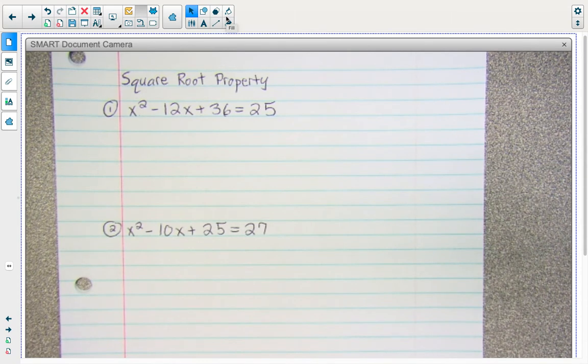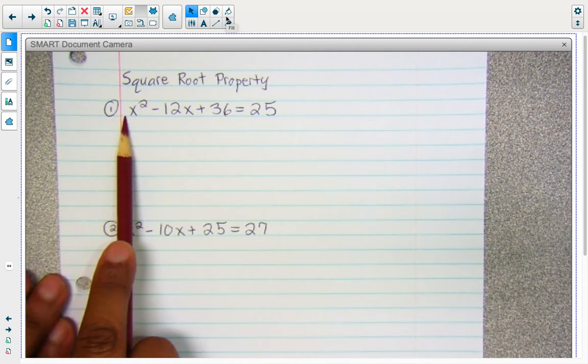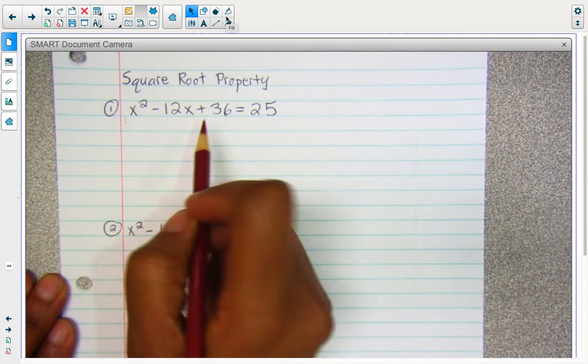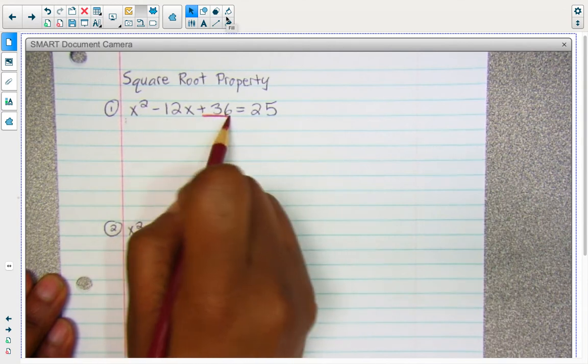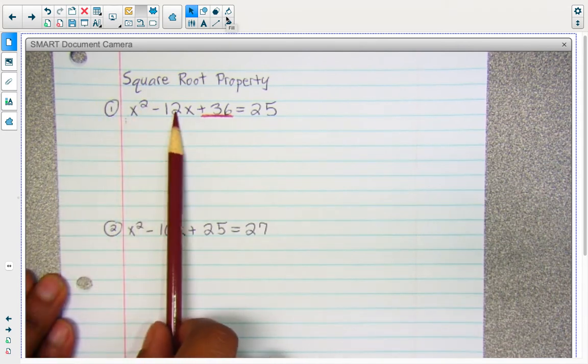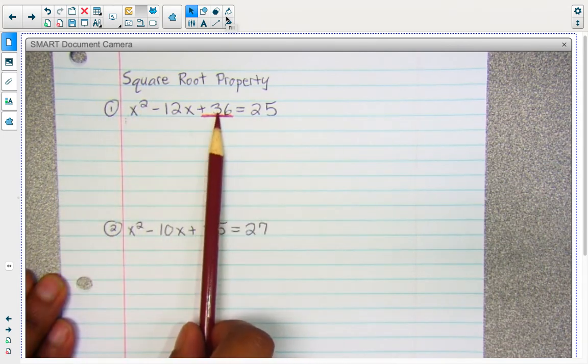The first one, we want to solve this using the square root property. So my first problem is x squared minus 12x plus 36 equals 25. Now, if you remember, this is a quadratic. A is 1, B is negative 12, C is 36. So this number here needs to be a perfect square number. It doesn't matter what this is, or what this is, but this one has to be a perfect square number.